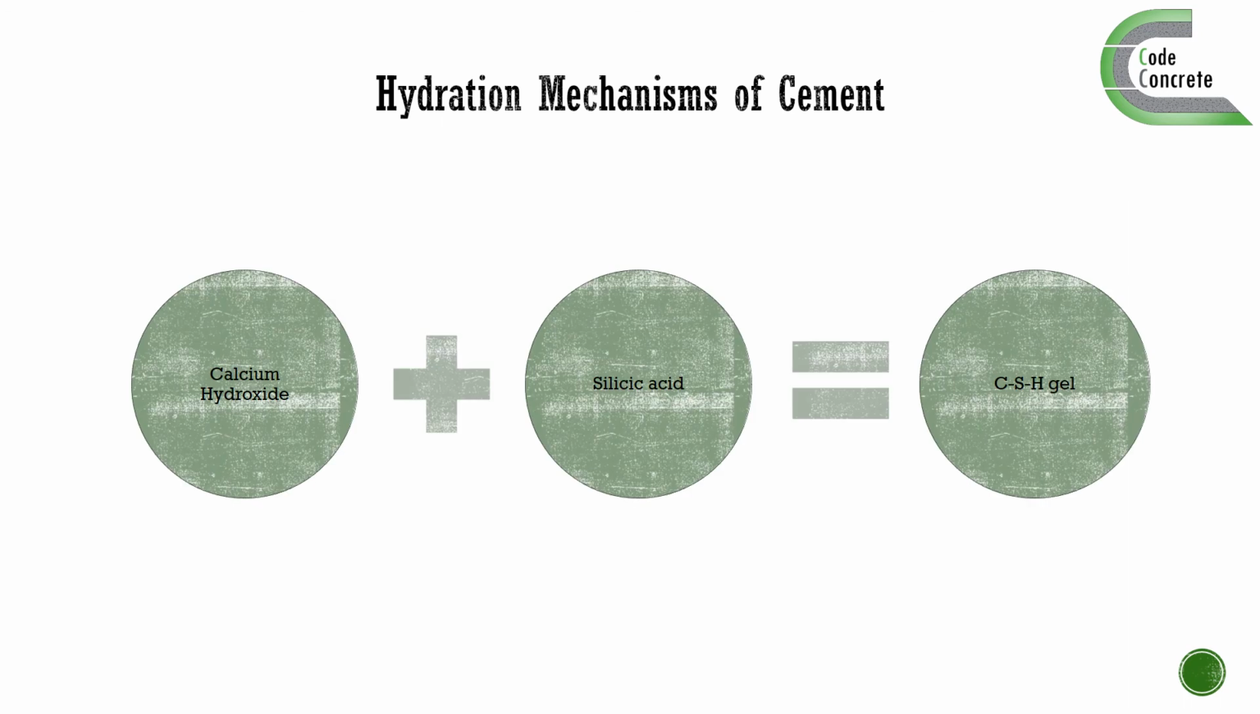The calcium hydroxide produced by the reaction of dicalcium and tricalcium silicates reacts with amorphous silica, in the presence of pozzolanic materials which are rich in this form of silica, to produce additional calcium silicate hydrate gel, where calcium hydroxide reacts with silicic acid to produce calcium silicate hydrate gel. This reaction is known as the pozzolanic reaction.